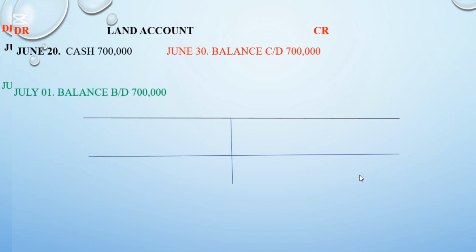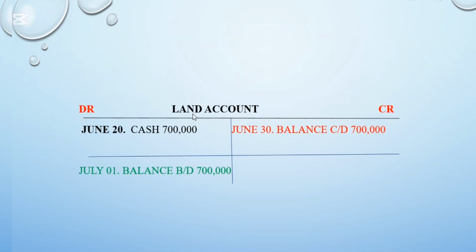Now you apply the same rule to the land account. You can see that initially land had been debited with 700,000 in terms of cash, so you need to find the balance carried down of 700,000. Balance carried down, and on the 1st of July we need to have balance brought down of the same amount. You can see. So I hope that you understand.